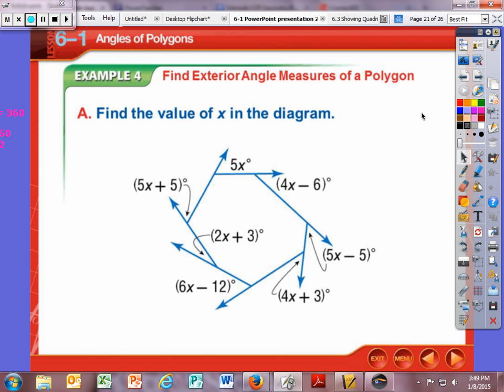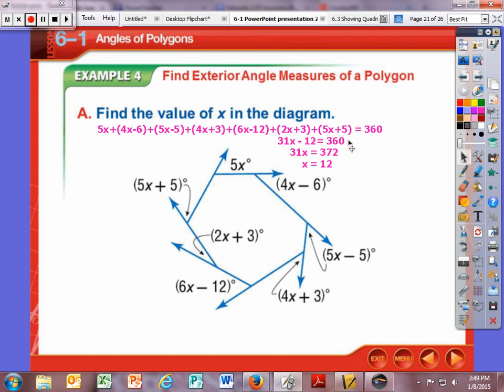All right, so let's look at this one. We're finding the value of x in the diagram. Notice all of these are representing exterior angles, so they're going to add up to 360. I'm going to combine all my like terms: 31x minus 12 is equal to 360. Simply solve that equation, and x is 12. Not too bad there.